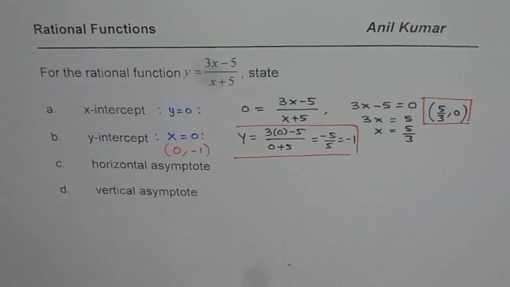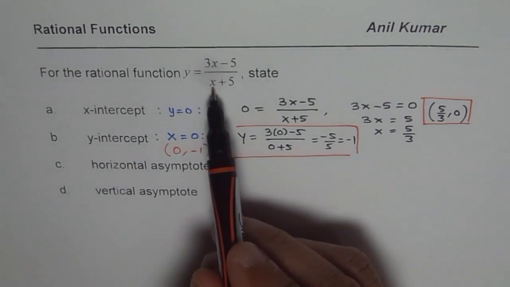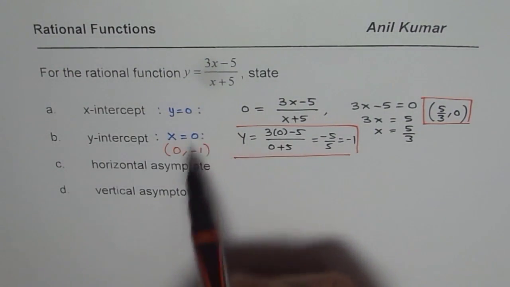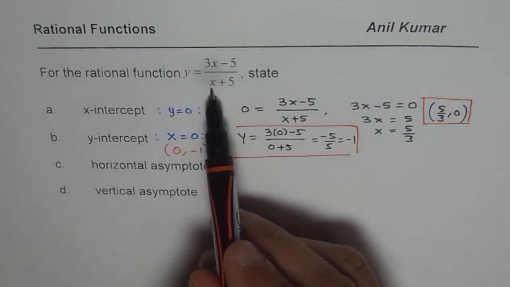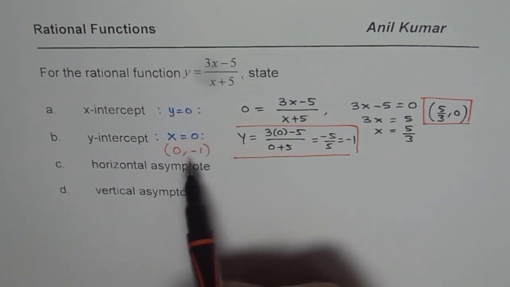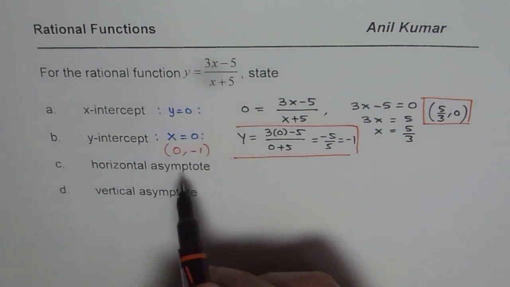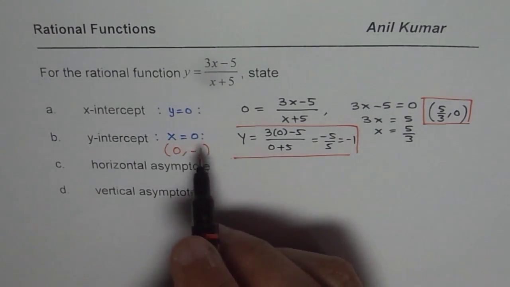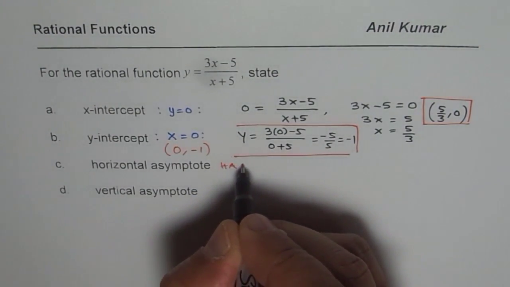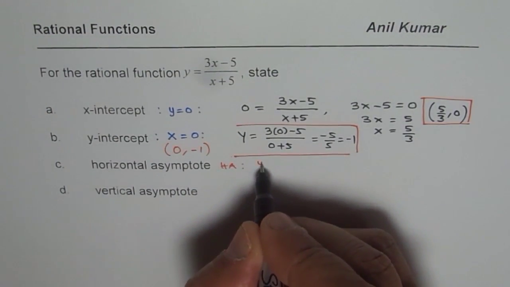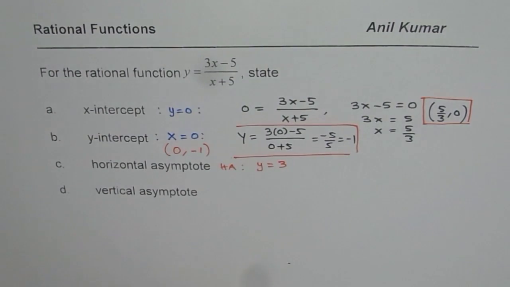Okay, now let us find the horizontal asymptote. When the degree of numerator and denominator are the same, the horizontal asymptote is the ratio of the leading coefficients, which is 3 in this case. Straight away we can read the horizontal asymptote and write down our answer: the horizontal asymptote is at y equals 3.